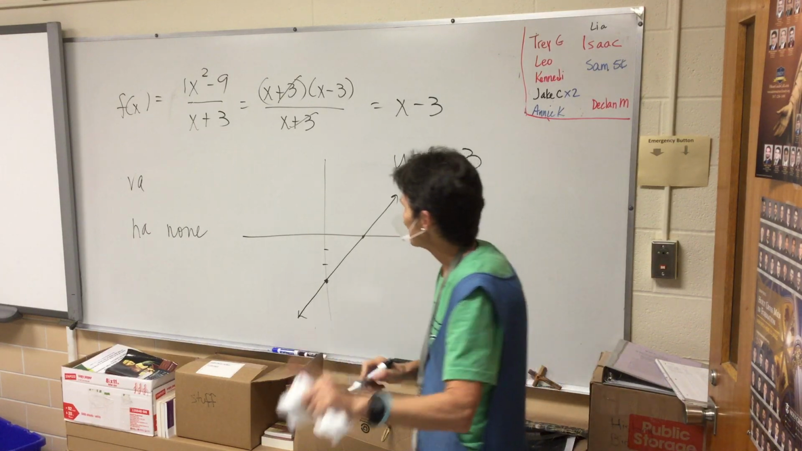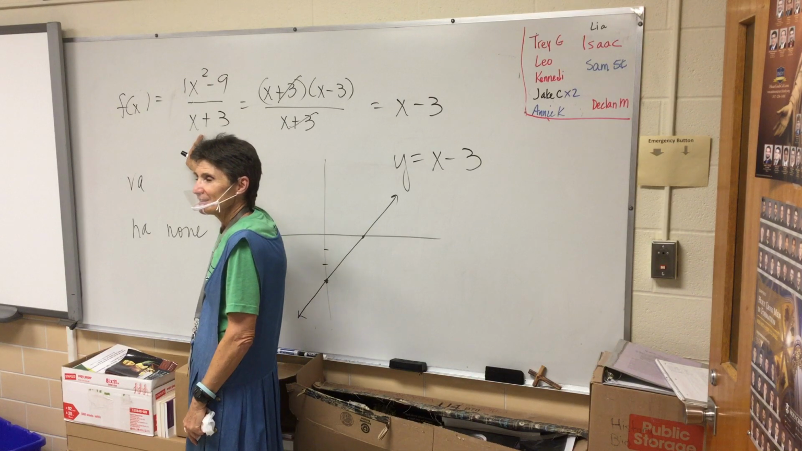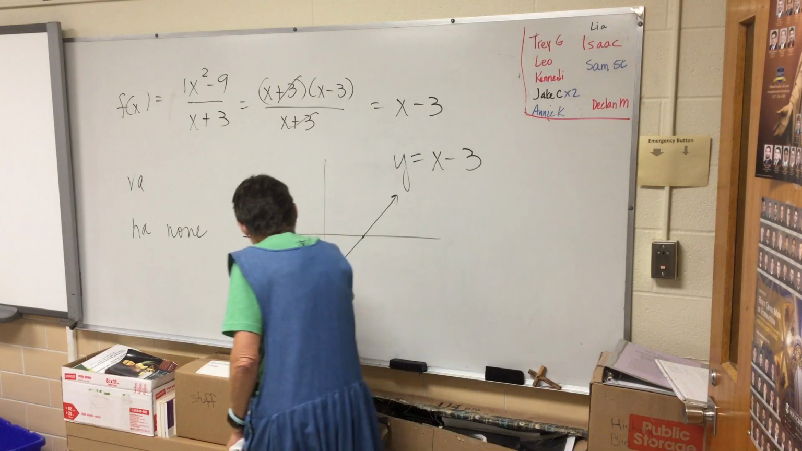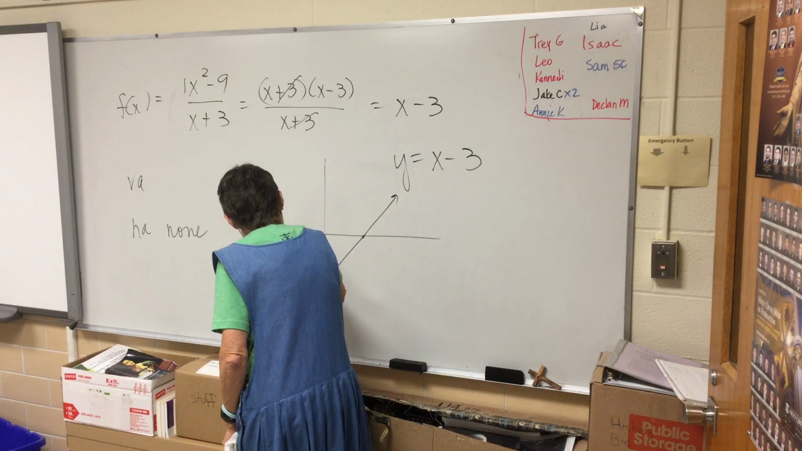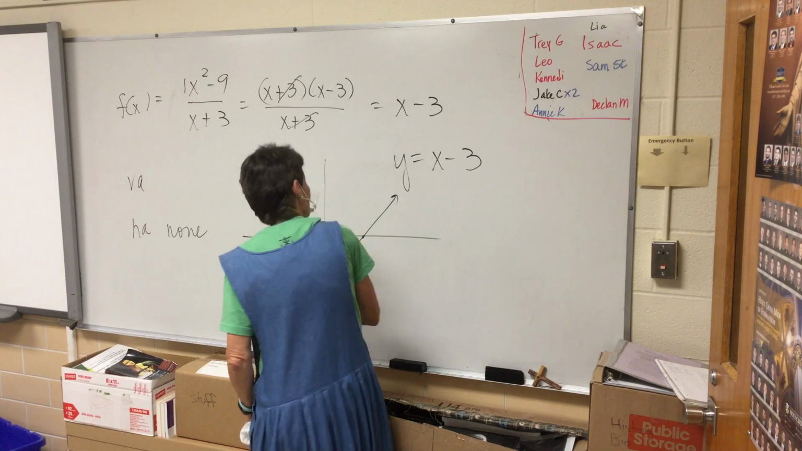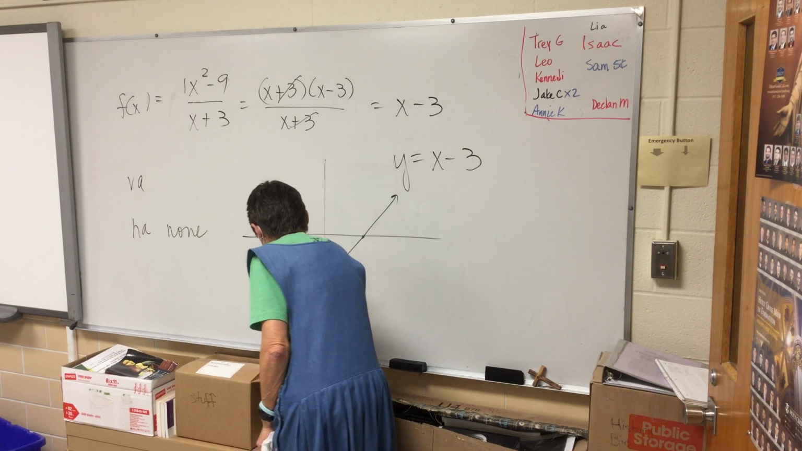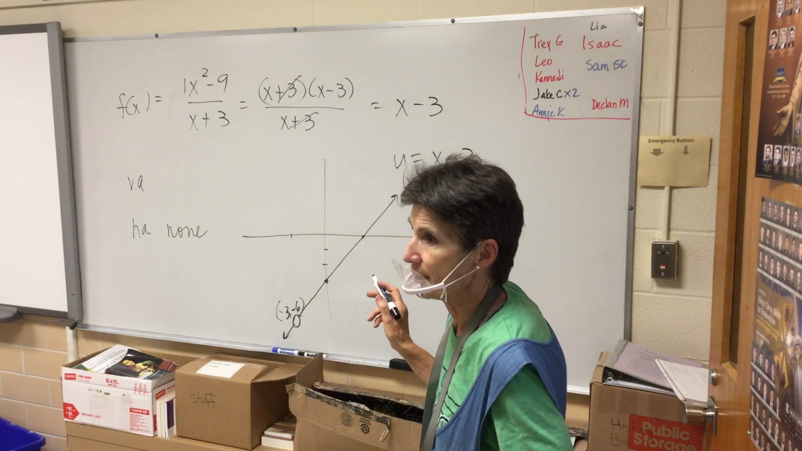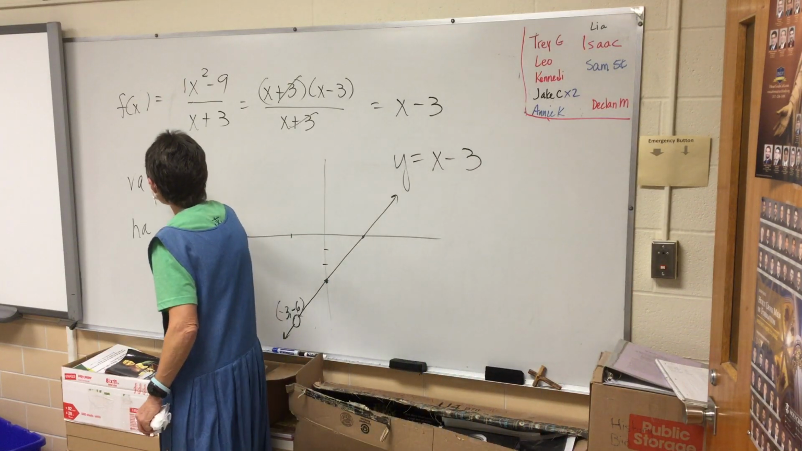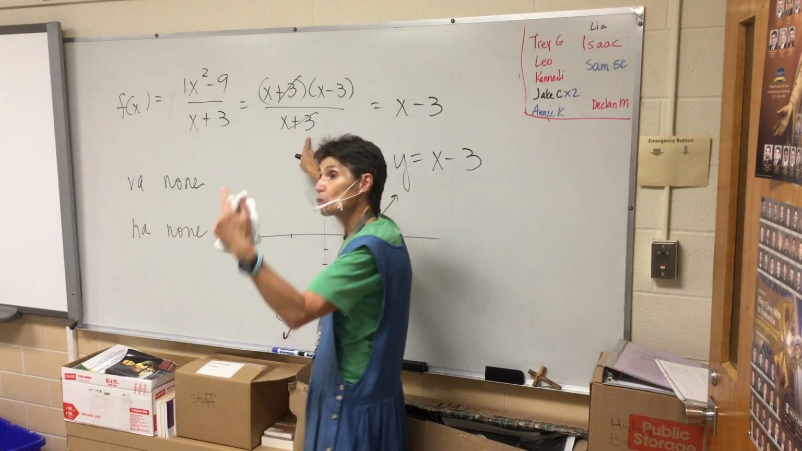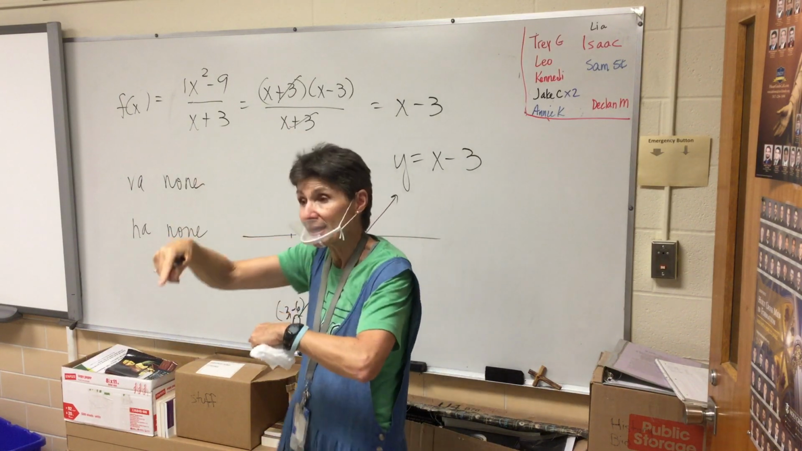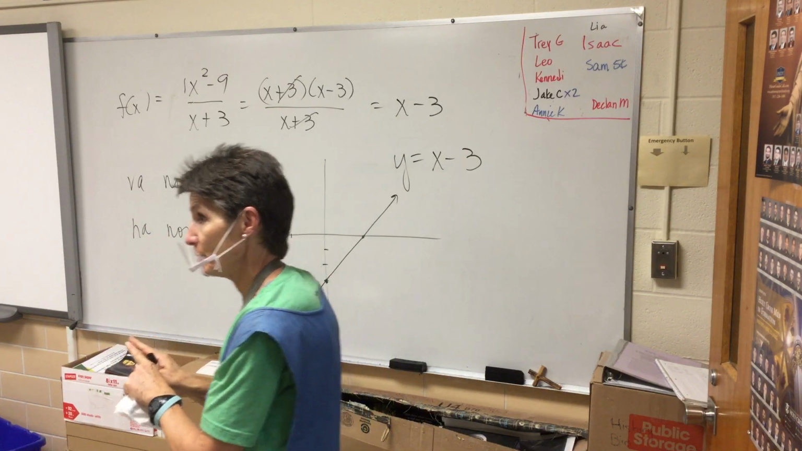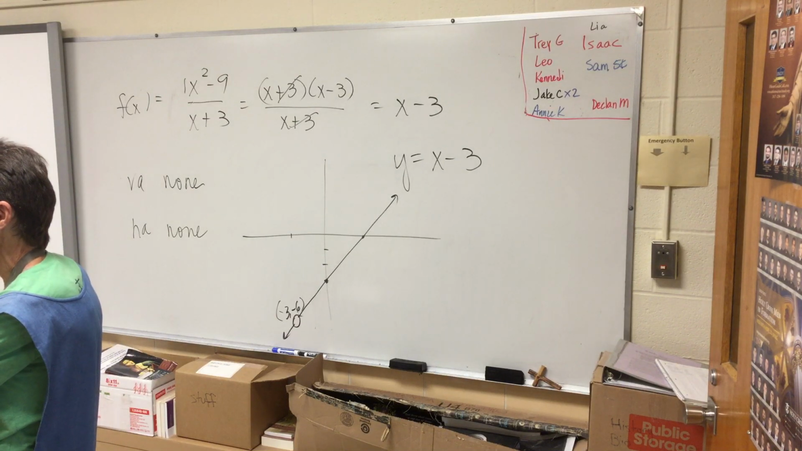But in the beginning, could x be negative 3? No. So that means wherever x is negative 3, which would be like this point right here, you're going to have a hole. That is a removable discontinuity. There are no vertical asymptotes because what you thought was going to be an asymptote actually got canceled out. And when it cancels out, then it becomes a removable discontinuity, which is not an asymptote, it is a hole.